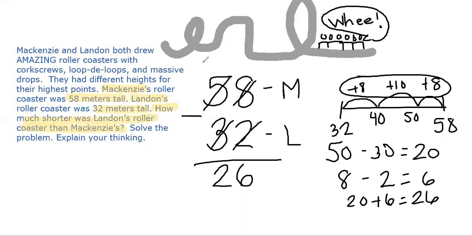I got the same answer both times with the different strategies I used, so I am thinking that 26 meters is correct. Notice I said 26 meters. I want to make sure that I always include what I am adding or subtracting.